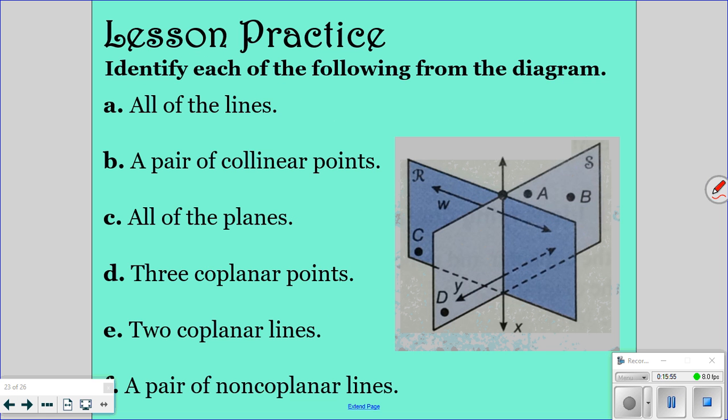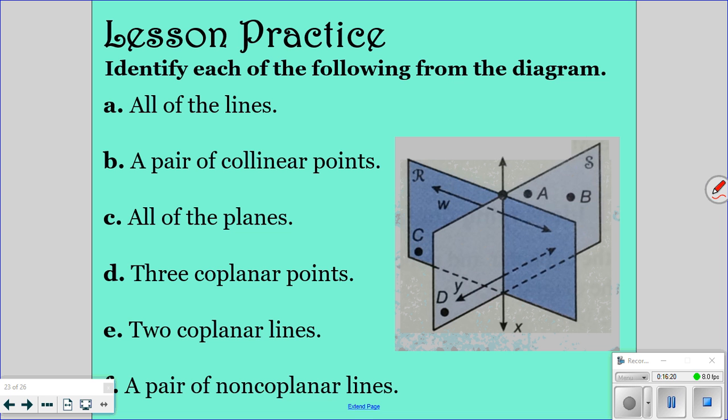Okay, so in the geometry book, we have lesson practice problems, and I want you to make sure that you can do these. So y'all can pause the video and practice them, and then unpause the video and I'll go over them for you. But I want y'all to try these by yourself. They are in the book if you want to look in the book to see the pictures instead of looking on the smartboard.